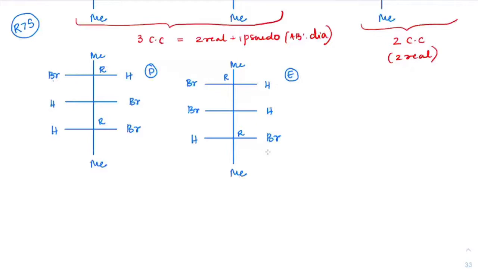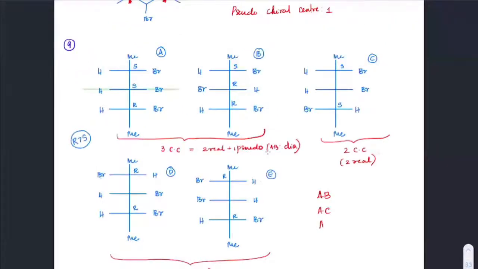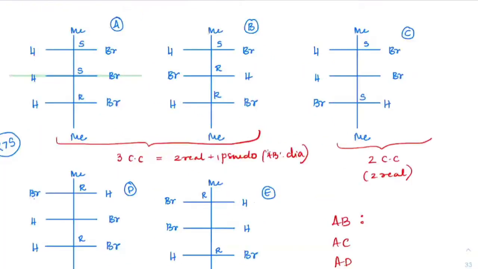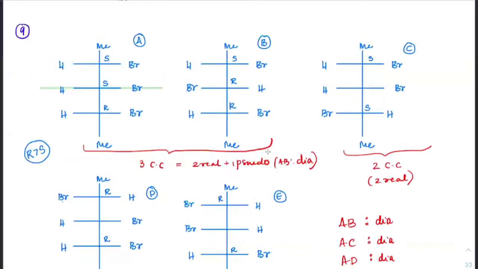Okay. Now tell me the relation fast. AB you have already told me. AC, AD, AE. AB was diastereomers. AC diastereomers. AD diastereomers. AE also? Diastereomers. Okay. Clear, everybody?